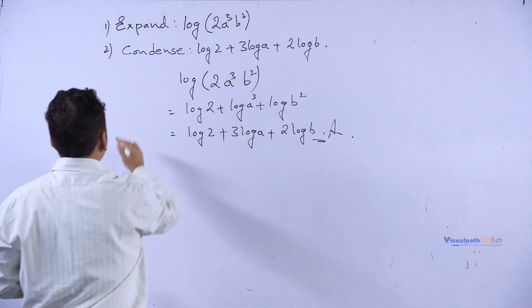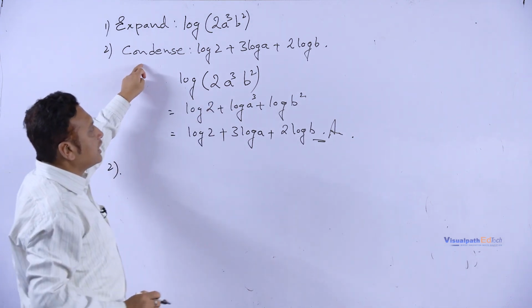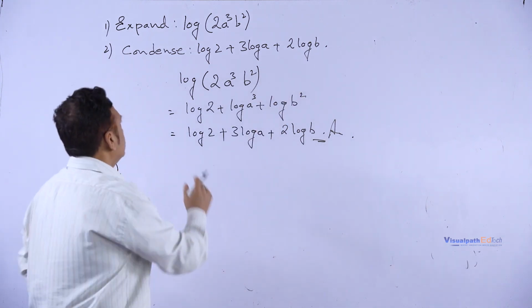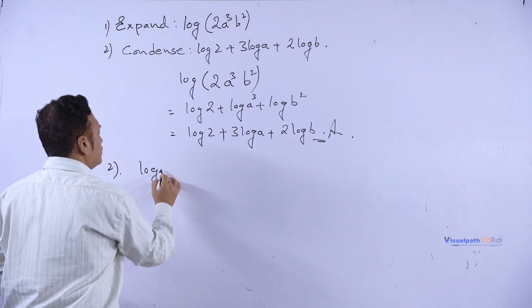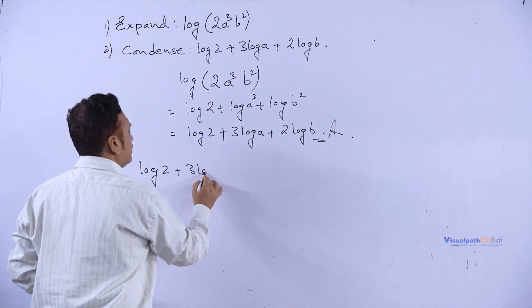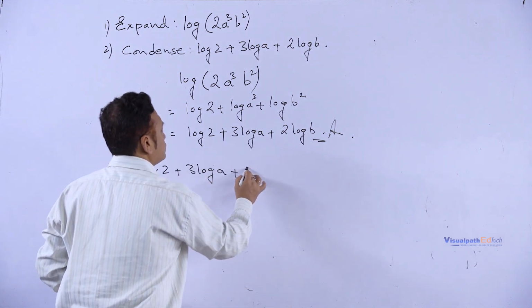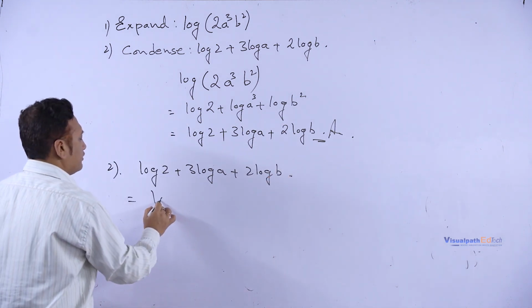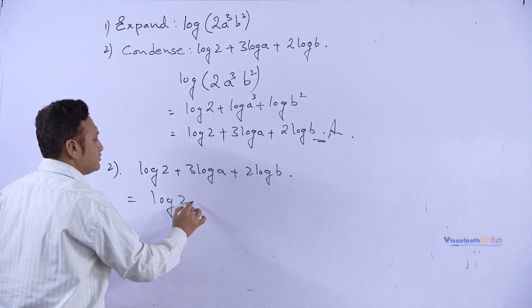Okay. Let us do the second one. In the second one, we are given an expanded expression and now we have to condense it. So, we are given log 2 plus 3 log a plus 2 log b. So, first step, again we will put log 2 as it is, plus.